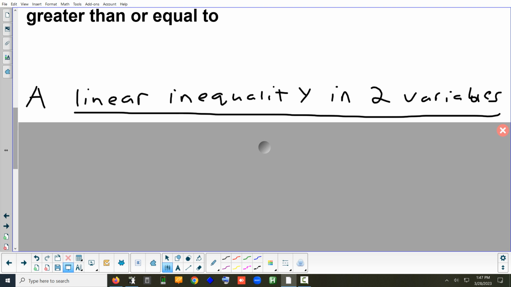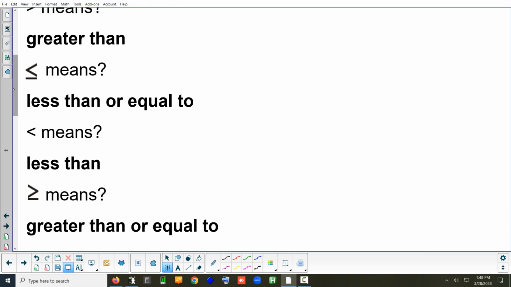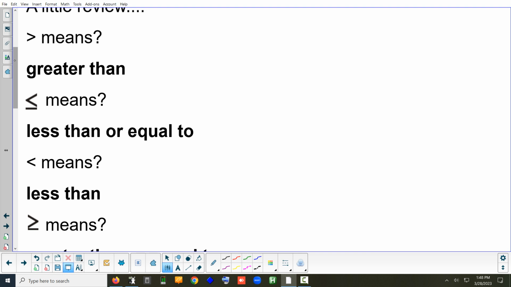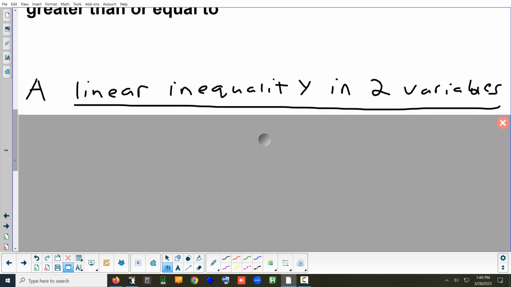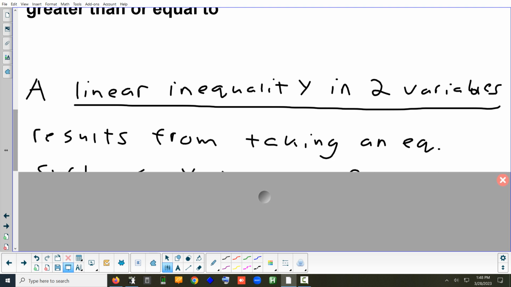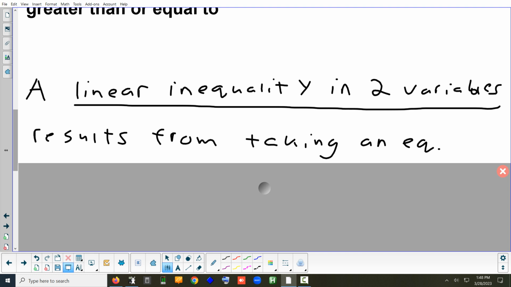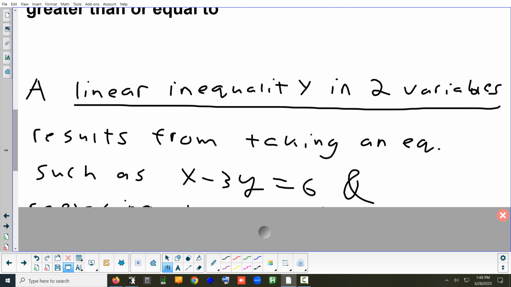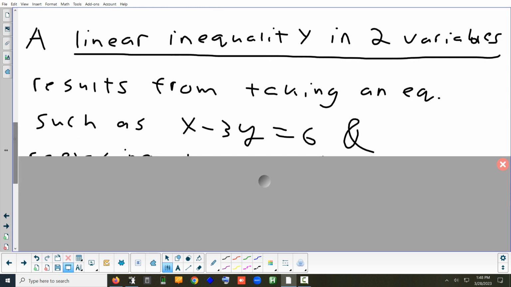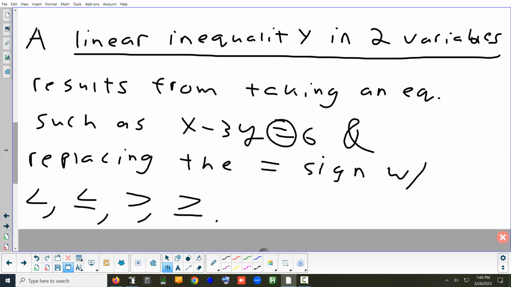Okay, so what is a linear inequality in two variables? Well, it's pretty much exactly what it says. In order to have an inequality, you need to have one of these four symbols. So we're going to see one of those four symbols, and something that has two letters in it. On the guided notes on the first slide, a linear inequality in two variables results from taking an equation such as x minus 3y equals 6. So that's an equation with two variables. But if you replace what I just circled with one of those four symbols, then you turn it into a linear inequality.